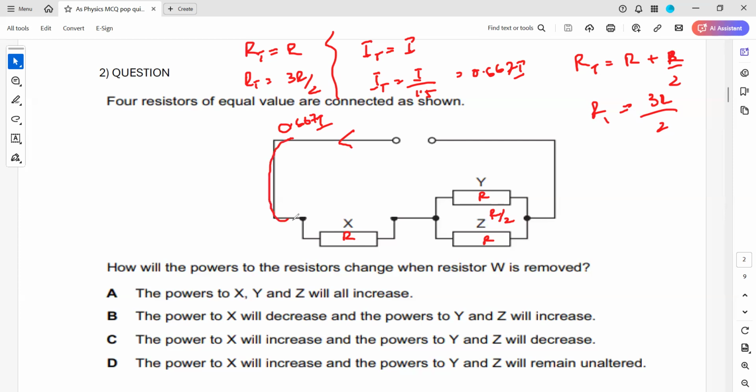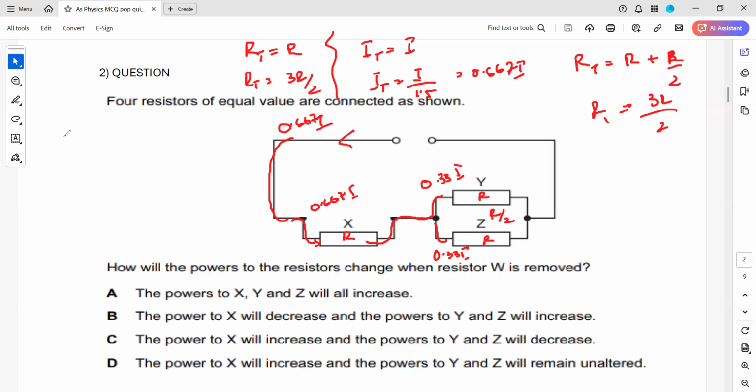That current which is flowing, the same current will flow here. So this will be 0.667 times the original value. Then when it passes, it will divide into 2. This will be 0.33 I and this will also be 0.33 I. And the resistance of each one is R here. The combined is R by 2.